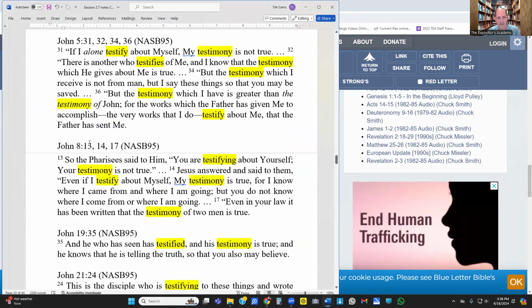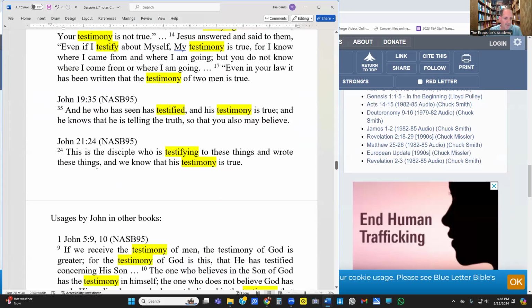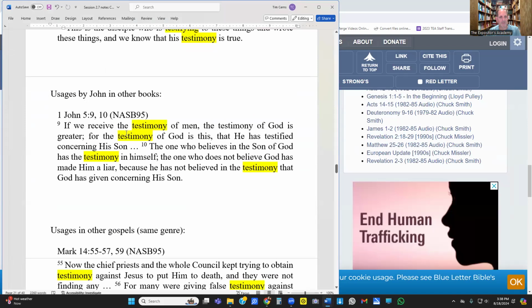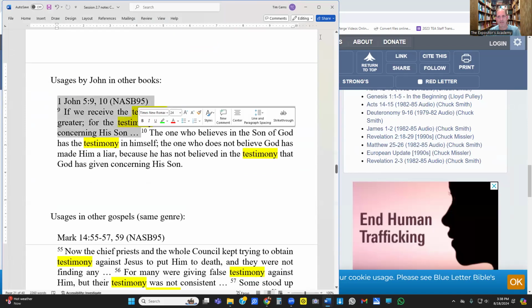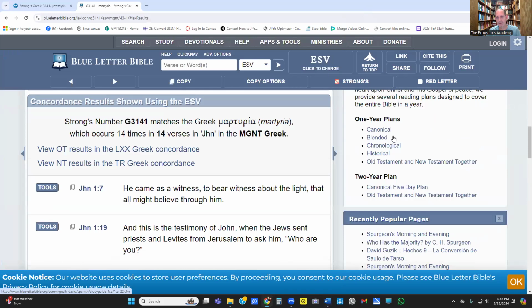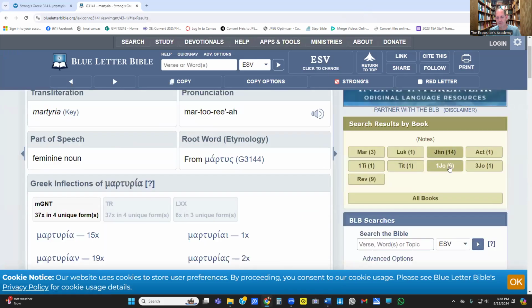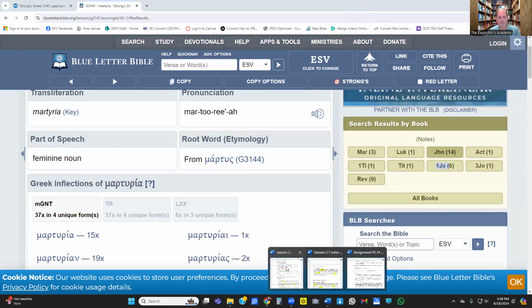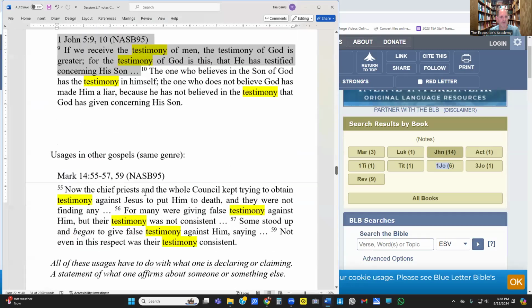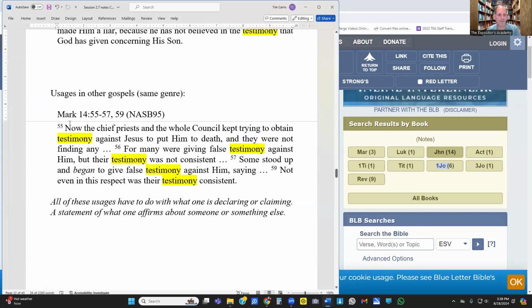But then I decided, let me see how else it's used. So I looked up some other usages by John in other books, and I just chose one from 1 John 5. Again, you can go back to Blue Letter Bible and go to first usages in 1 John. All right, so here's the usages in 1 John. Or 3 John, there's 1 use, or Revelation, there's 9 uses. So these are the other books written by John, if you want to look. So I went ahead and did that just to be thorough, and found a few other uses and then I looked up one reference outside of John's books in Mark.